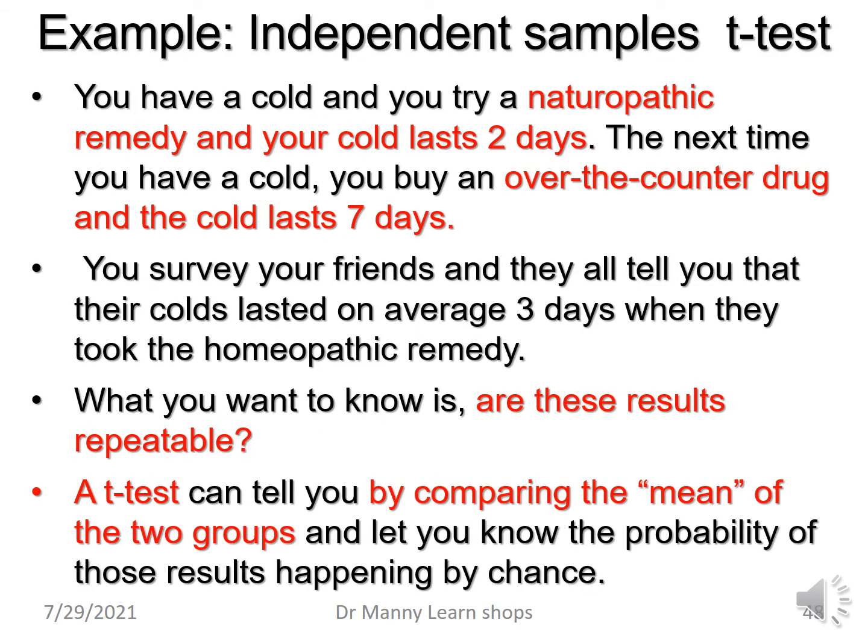An example of the independent samples t-test is you could have a cold and try a naturopathic remedy, and your cold lasts 2 days. The next time you get sick though and have a cold, you buy an over-the-counter drug and your cold lasts longer, 5 days, or 7 days. You ask your friends in a survey and they tell you that their colds lasted on average 3 days when they took a homeopathic remedy.